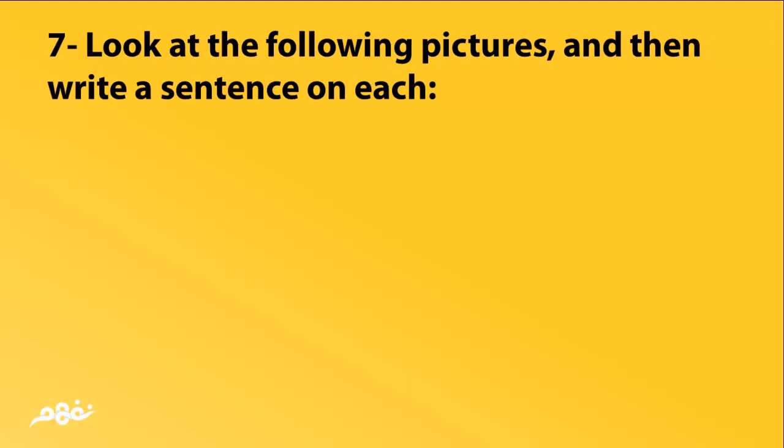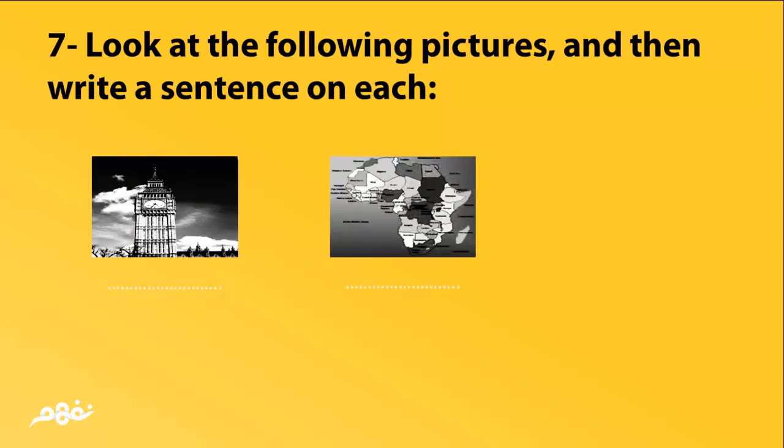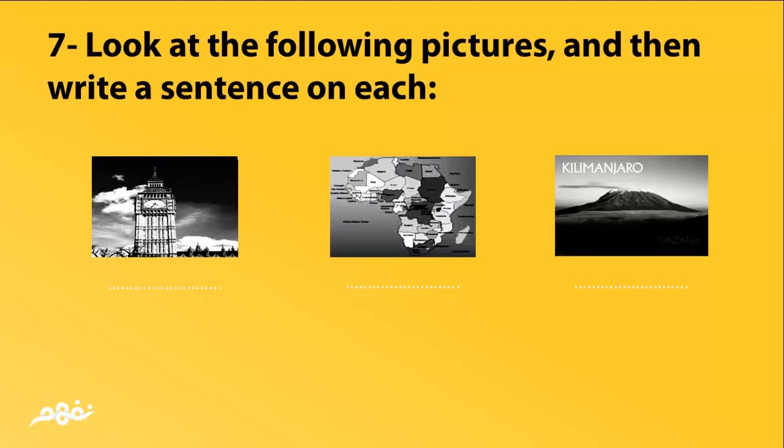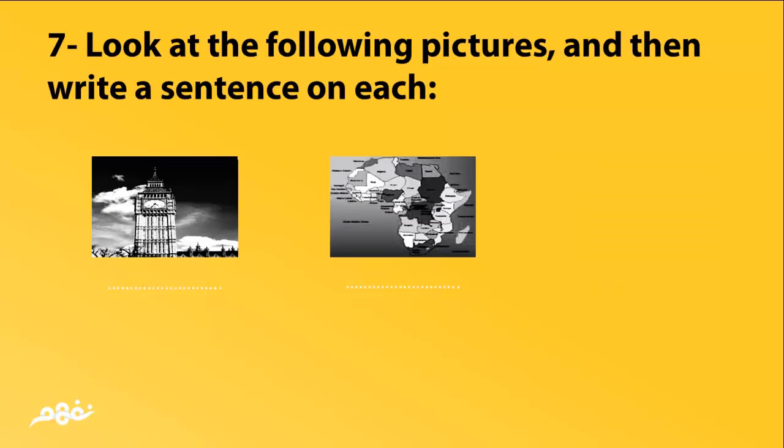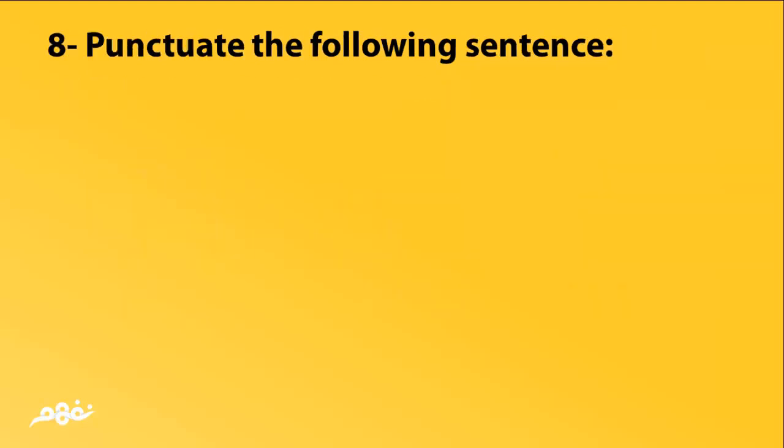Look at the following pictures and then write a sentence on each, or say a sentence on each. This is Big Ben. Big Ben is in England, in London. This is Africa. Africa is one of the continents of the world. This is Mount Kilimanjaro, the highest mountain in Africa.